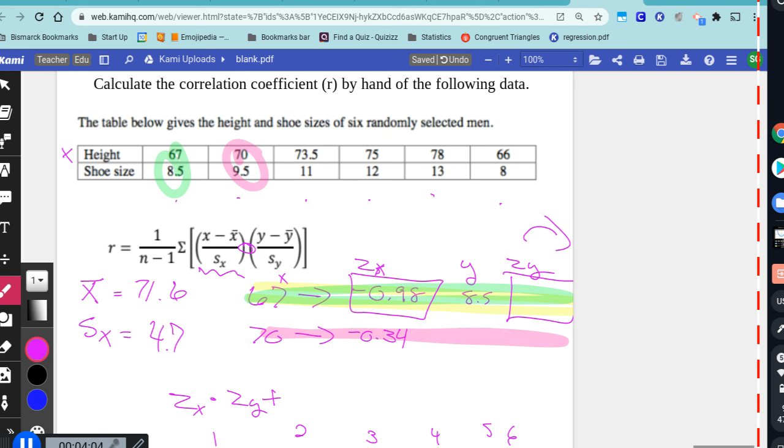After you multiply those, you add them. So you're going to add these 6 multiples of the z-scores, zx times zy, zx times zy. You're going to add them up. At that point, you have finished the summation part of the correlation coefficient. And then after you sum them all up, multiply that by 1 over 5, because it's n minus 1, 6 minus 1. 1 over 5 times that summation.